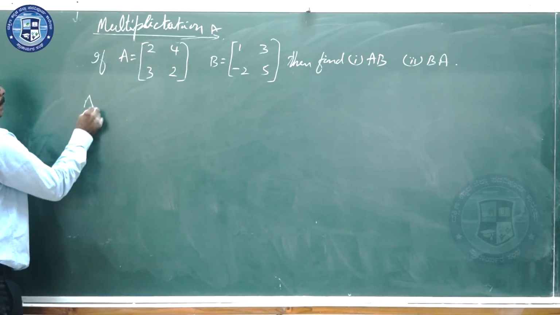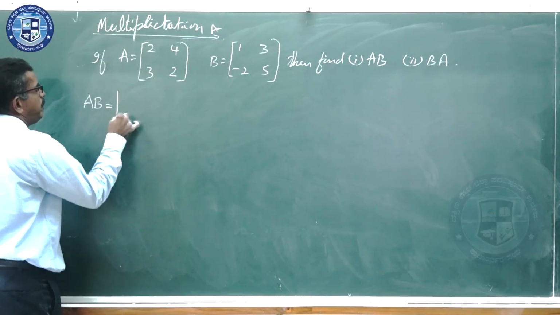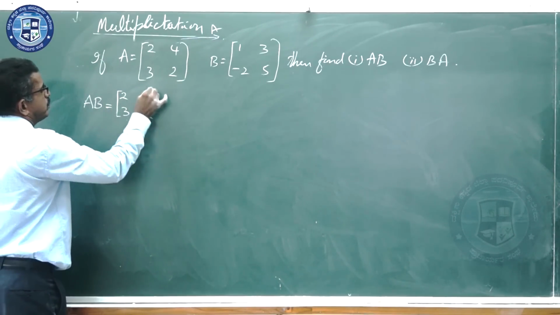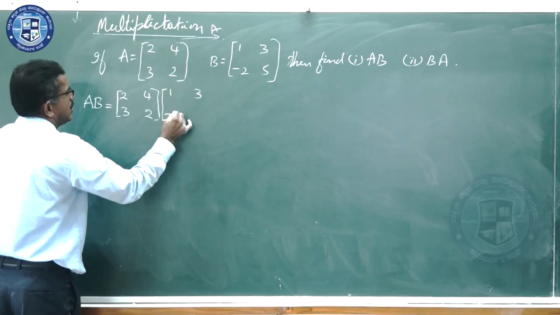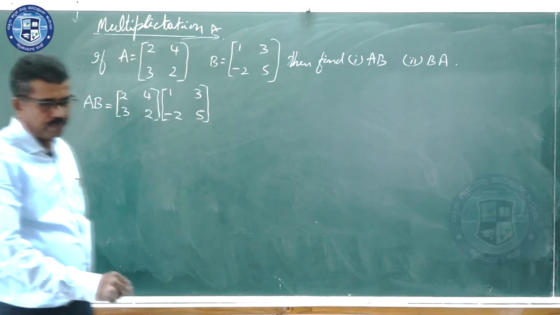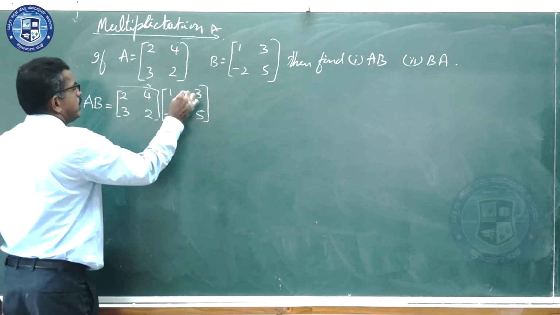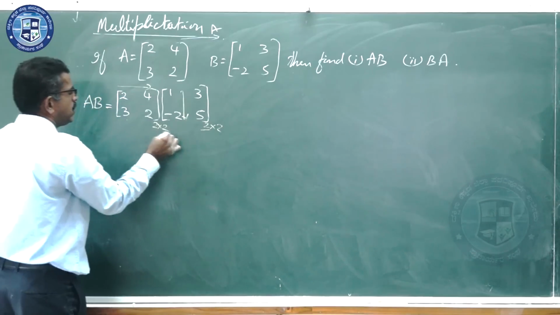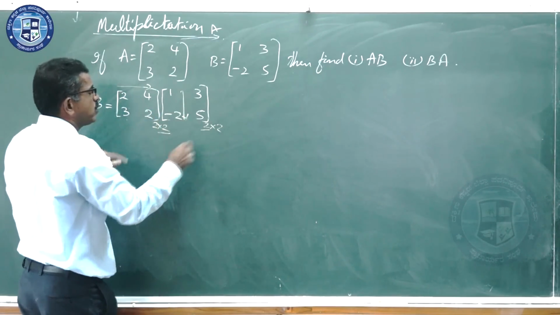What would be AB? What is A into B? A into B will be 2, 4, 3, 2 into 1, 3, minus 2, 5. Multiply the first row with the first column. Actually, the matrix order is 2 cross 2 and they are eligible for matrix multiplication. We have to multiply the rows of the first matrix with the columns of the second matrix.